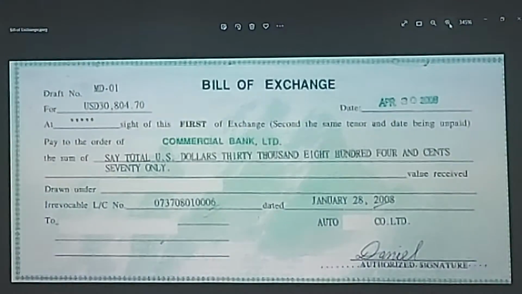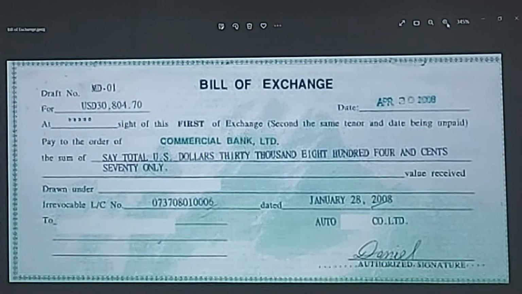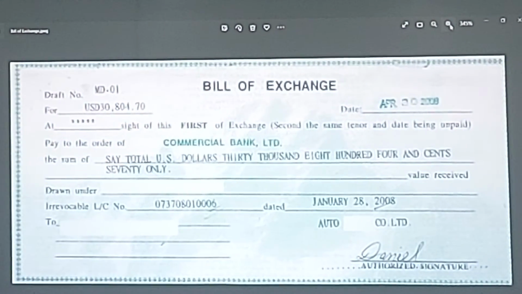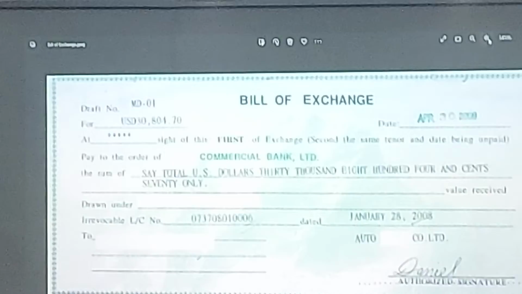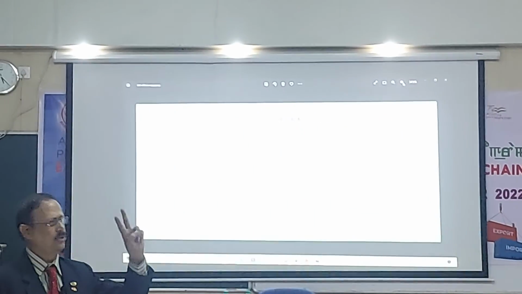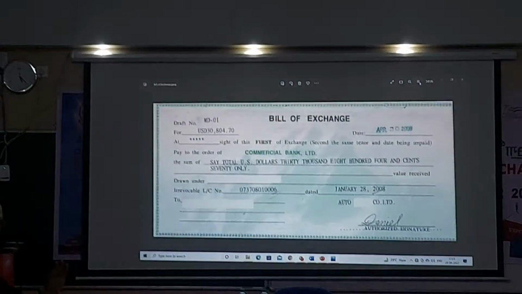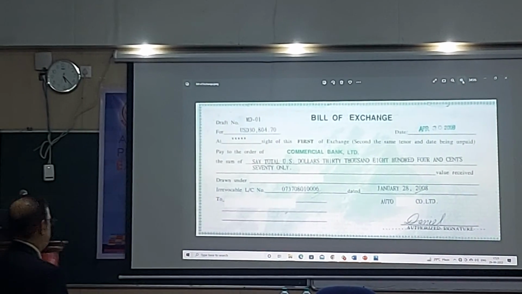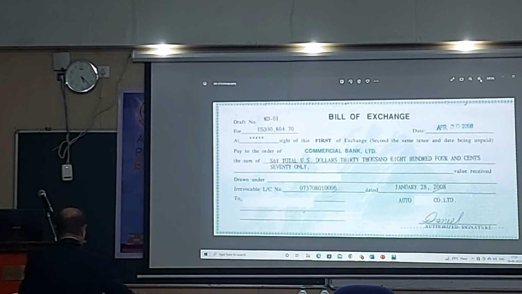So the bill of exchange is presented by the bank to the party for demanding payment. It is often used for collecting payment. It is always issued in 2 originals, either at sight without credit or with credit. It's a simple document.